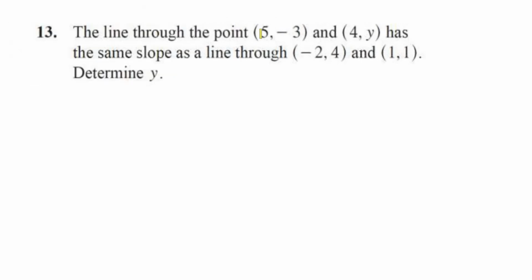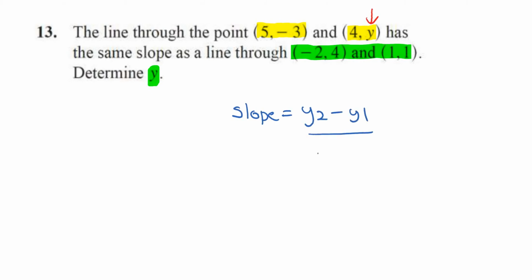So I have a line that goes through this point, 5 comma negative 3 and 4 comma y, and that same line has the same slope as a line through these 2 points right here, and I want to find the value of y, which is this part right here. Okay, so since it has the same slope as the green coordinates, let's go ahead and find the slope based on the green coordinates there. So slope equals y2 minus y1 over x2 minus x1.